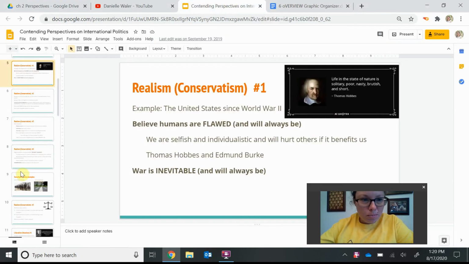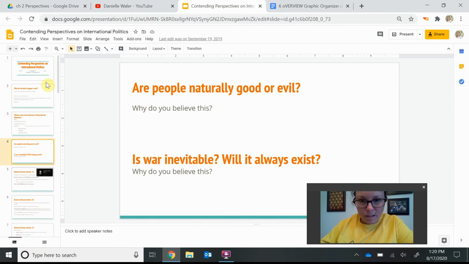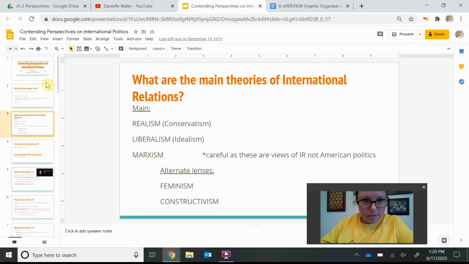So to repeat, and let me give you a little list here. There it is. Realism, liberalism, Marxism, feminism, and constructivism. And I do want to make it very, very clear that all of these isms can be used to look at the very same event. One of the first questions I always get is, well, what perspective was the terrorist attacks on September 11th? But you can take those attacks and you can look at them from all of the different perspectives.